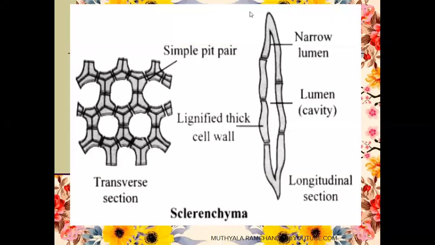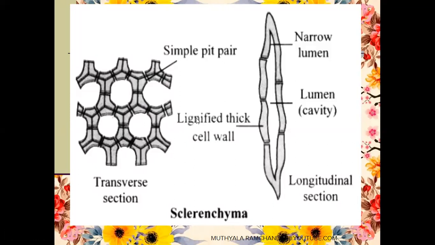The sclerenchyma tissue structure is seen in transverse section, and in longitudinal section it shows this appearance. The cells of sclerenchyma are composed of a lignified thick cell wall. It is an important character. The cell wall is made of cellulose, hemicellulose, pectin, suberin, and lignin.